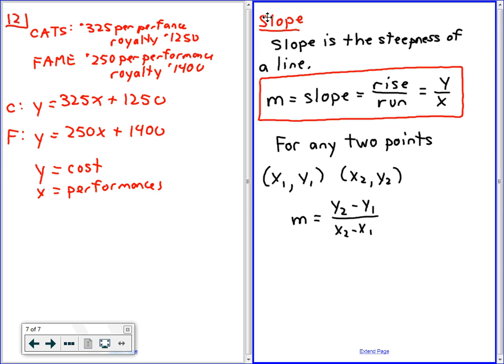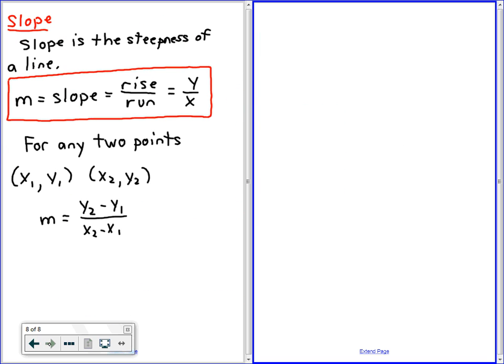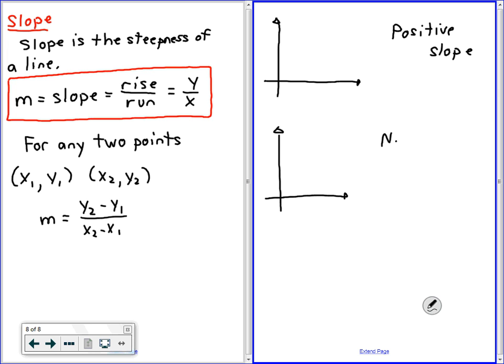Two more little diagrams. These are rough, tiny diagrams. You don't have to be good. Positive slope is going to go upwards like this. The negative slope is going to go downwards like that.